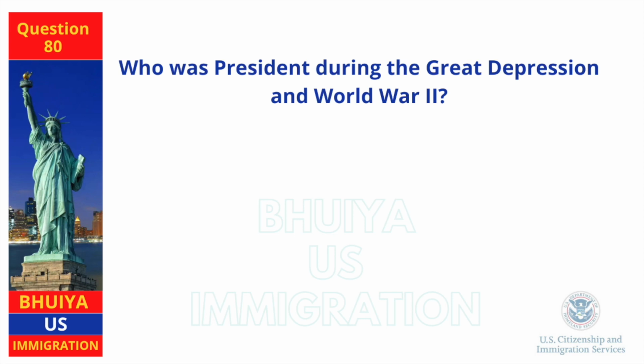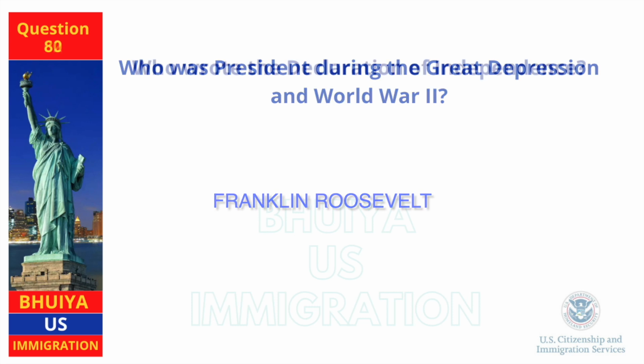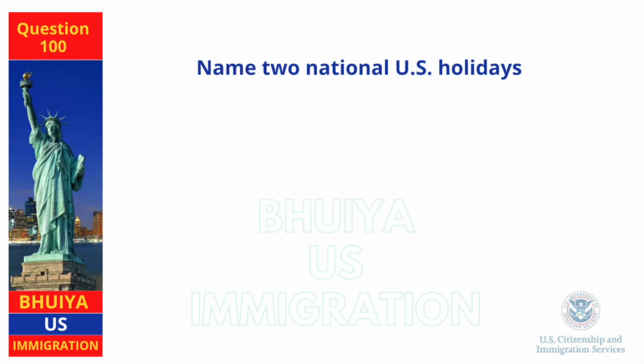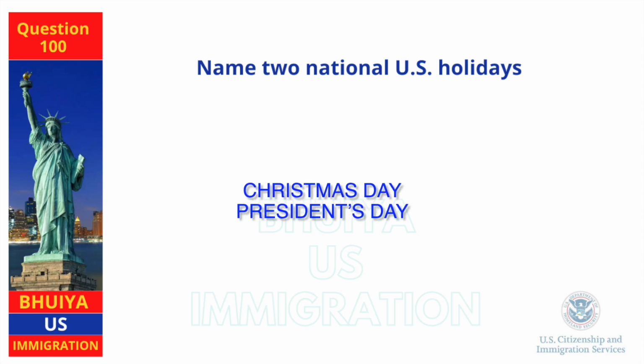Who was president during the Great Depression and World War II? Franklin Roosevelt. Who wrote the Declaration of Independence? Thomas Jefferson. Name two national US holidays. Christmas Day, President's Day.